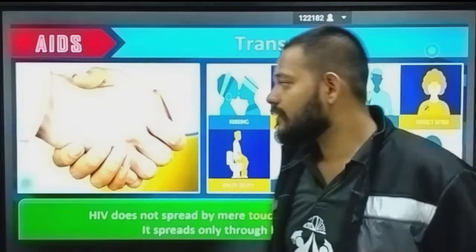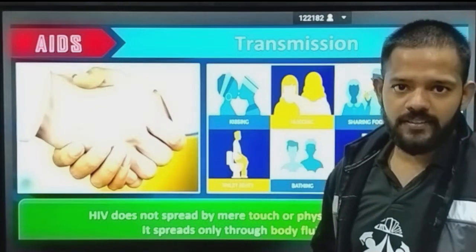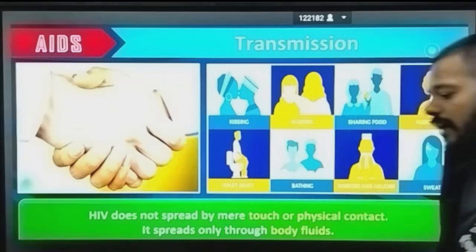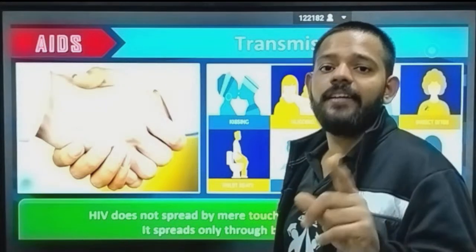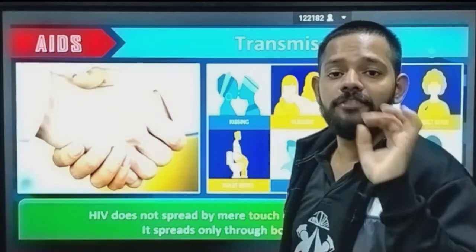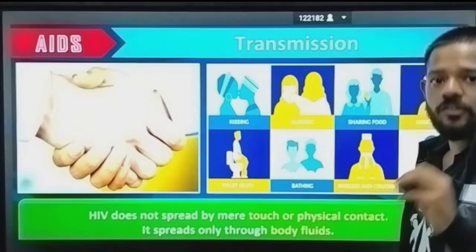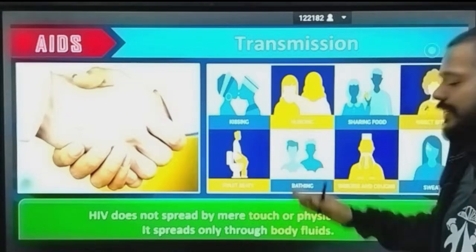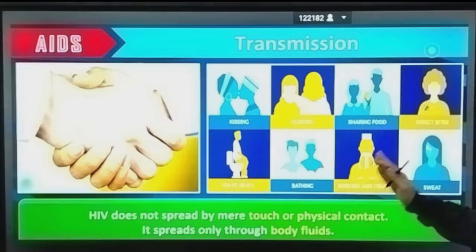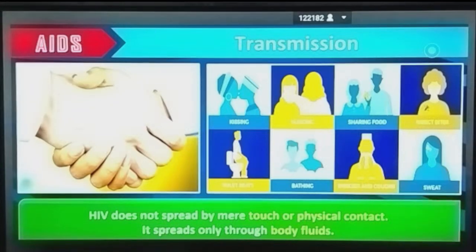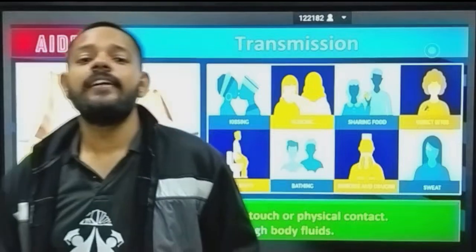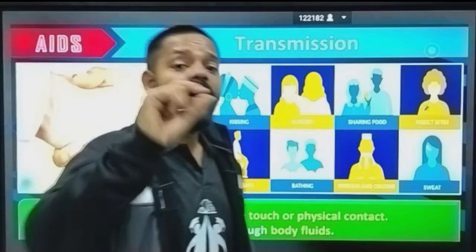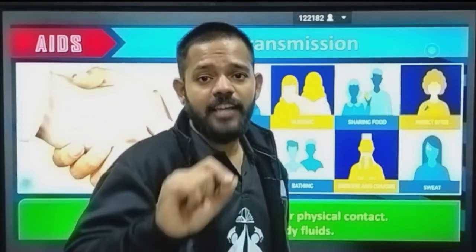Okay, so what are the things from which HIV cannot spread? HIV does not spread by mere touch or physical contact, it spreads only through body fluid. Again I am saying, it is transmitted only by body fluid, not by normal physical touch. So by kissing, hugging, sharing food, insect bites, using toilet seats, bathing with an infected person, sneezing and coughing of an infected person, or sweat, these things do not transfer HIV from one person to another. Only the transfer of body fluid causes the spread of HIV/AIDS.